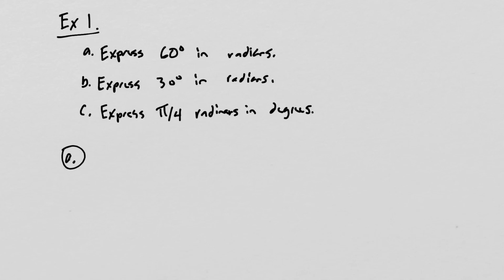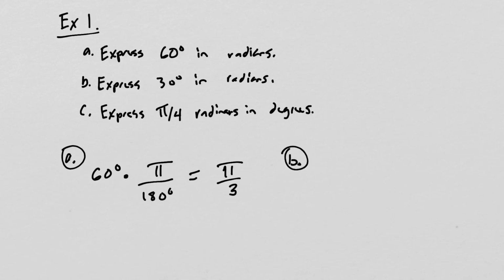In part A, given our angle is 60 degrees, we want to multiply this by pi divided by 180 degrees to cancel out the degree measure. This leaves us with pi divided by 3 radians. In part B, again we're given an angle 30 degrees. We multiply it by pi divided by 180 degrees. This 180 degrees cancels out the degree measure. Again, we're left with radians, and this is equal to pi divided by 6.